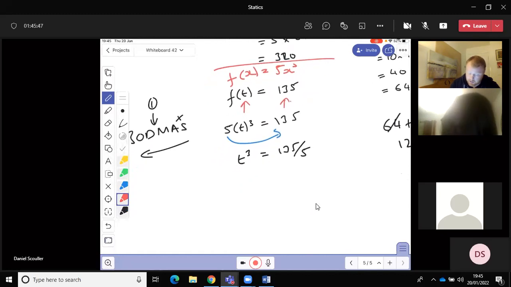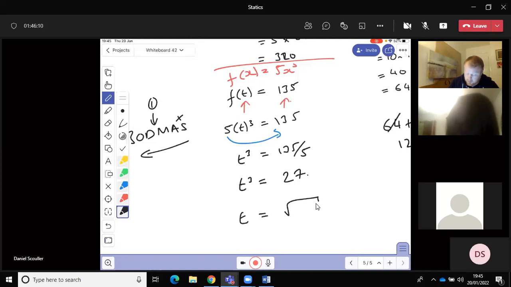Okay, so we're putting in that t where the x's are, equating it to that 135. So t cubed equals 27. Okay, that'd be quite difficult. I'd reckon that by a calculator. So 135 divided by 5, 27. Okay, then we're moving that cubed root over.